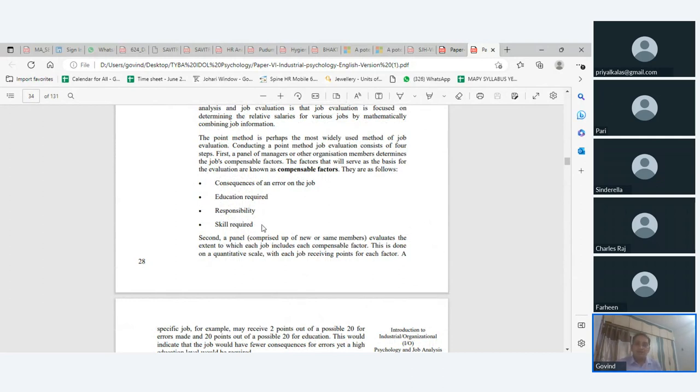So tomorrow, if my management asks, Govind, we want to hire a product development manager, can you please find a cost for that? Now tell me, what is the consequence of the job? What is the qualification you require? If you just need a graduate, you will get it cheaper. But if you say that you need an MBA from IIM, or a PGDM from the Indian Institute of Packaging Management, the cost will be huge. Got it? The job evaluation is purely for determining salary purposes.